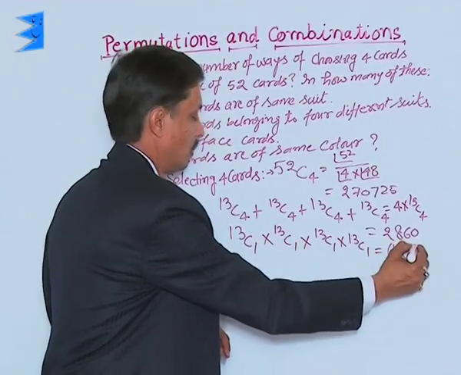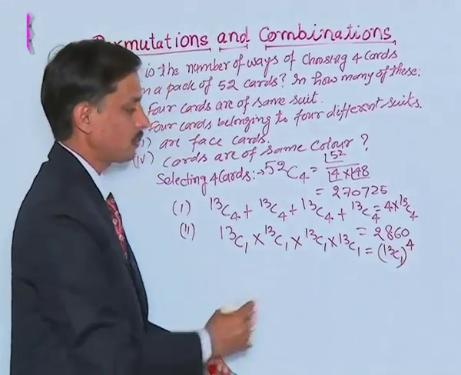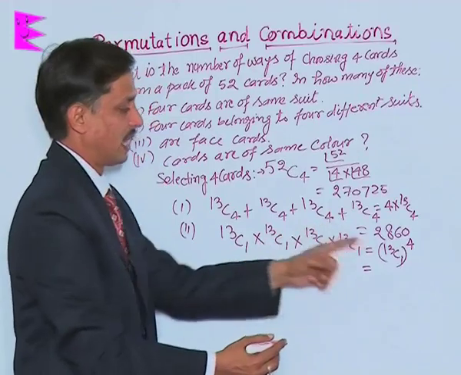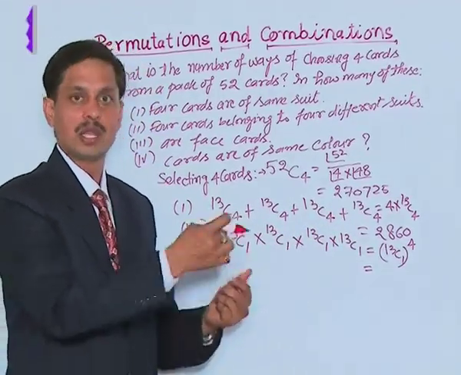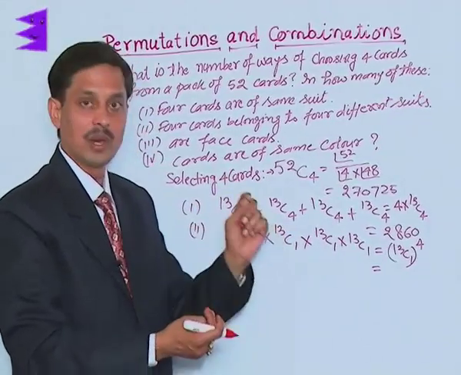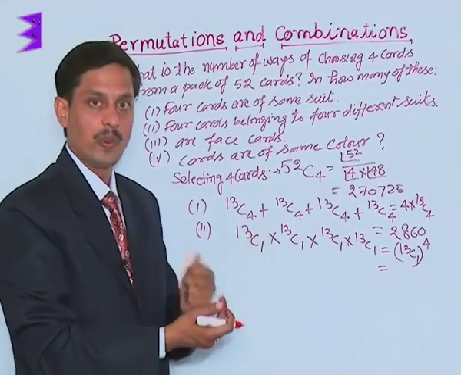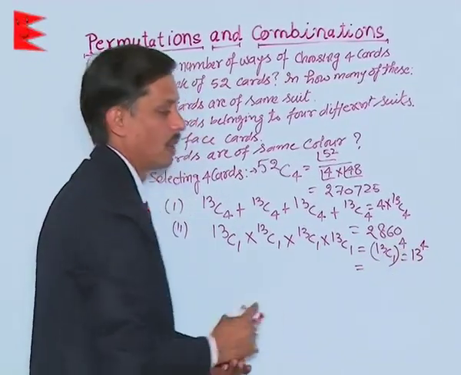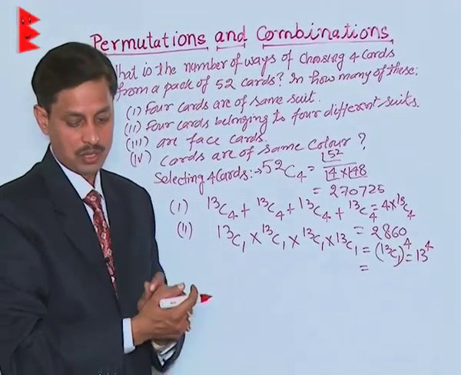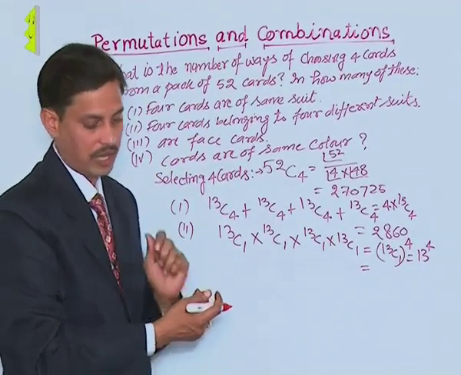So simplification of this will give 13C1 to the power 4. As we know, 13C1 is factorial 13 divided by factorial 1 into factorial 12. So the answer will be 13 raised to the power 4. This is the way of answering the second.